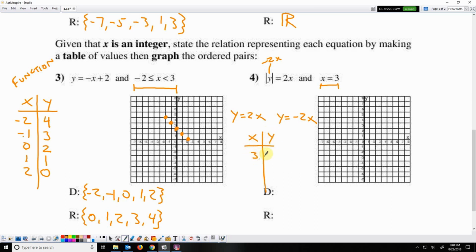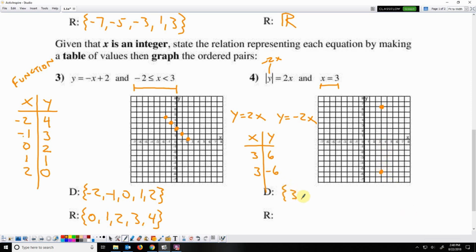So if x is 3, and I plug that into the first equation, y equals 2 times 3, my output is 6. But also if x is 3, and I plug it into the second equation, -2 times 3 is -6. So I get the 2 points, 3, 6, and 3, -6.